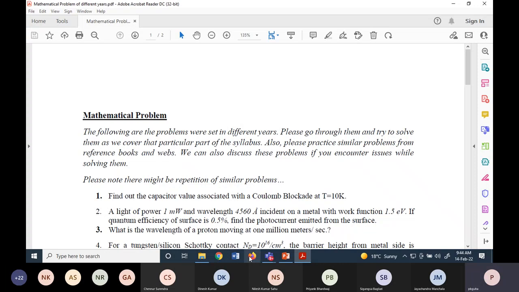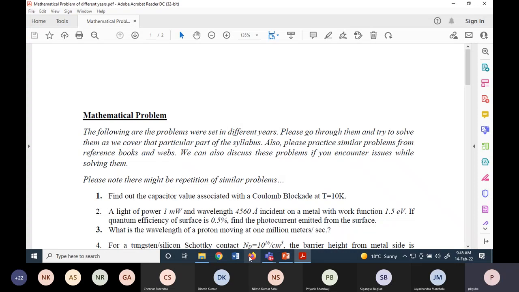The way I will prepare the questions, they will be very brief. You write the answer brief and to the point. Don't start describing and writing for 2-3 marks questions. Don't write two pages, or you will not be able to finish. The questions will be brief and to the point, and you write answers accordingly.